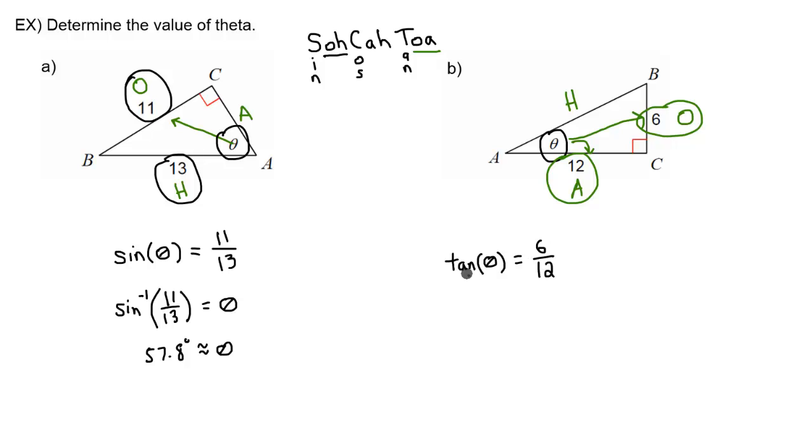And we're going to use the inverse just like what we did over here. So we'll have the inverse of tan, and that just means writing tangent with a -1 as the exponent. And then we're going to do 6 over 12. And that's going to give us about 26.6, and we're rounding that to the nearest tenth. So that's going to be my final answer, and that's in degrees as well.